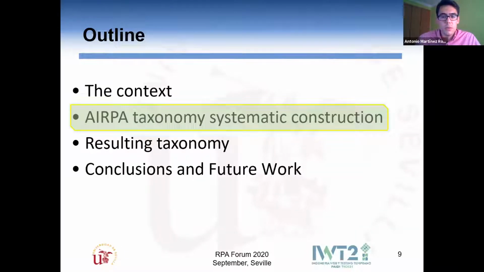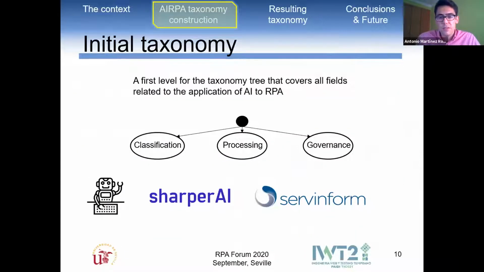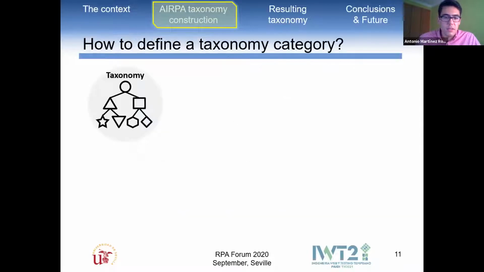How is this taxonomy constructed? First, we define the first level composed of classification, processing, and governance. We propose that these three categories cover the whole spectrum of RPA powered by AI, according to its scope, based on the Sharper AI knowledge source that gives a classification for the AI by scope, and adapting it to the RPA through our own knowledge and the industry's knowledge provided by the Sermiform company. In this way, we define a category within this taxonomy.